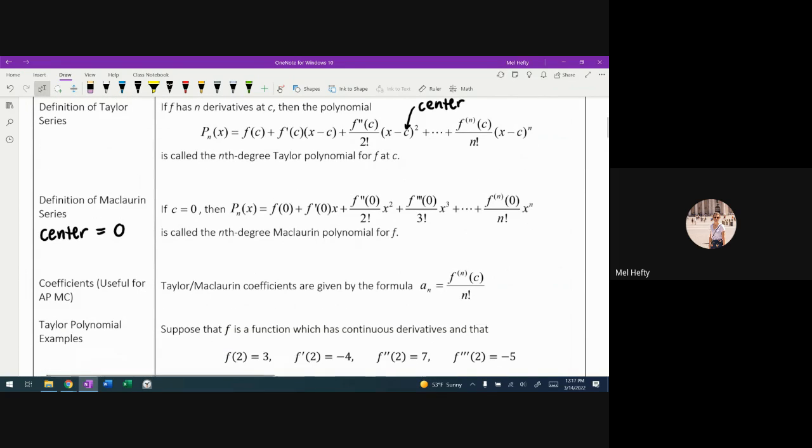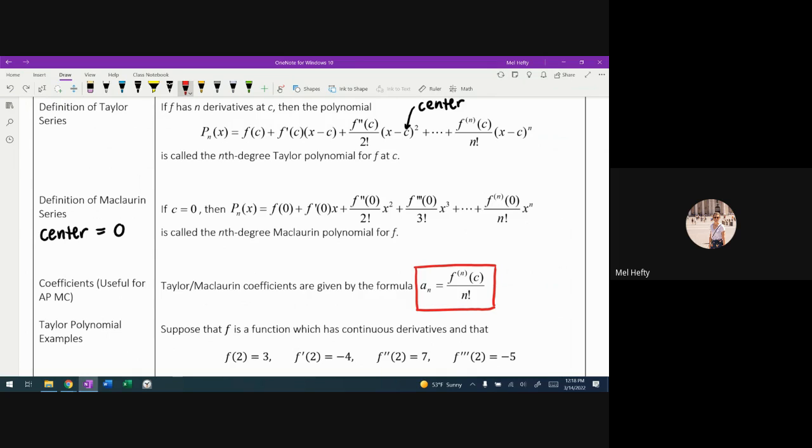The last thing is a lot of AP multiple choice questions won't ask you to write like a whole Taylor polynomial. They might just ask you for a coefficient. So if you want a shortcut for the coefficient of the term, meaning what's going to go in front of, say, your x to the nth power or your whatever minus c to the nth power, that's how we get those coefficients. It's going to be our nth derivative over n factorial. So an easy way to find that if you're looking.